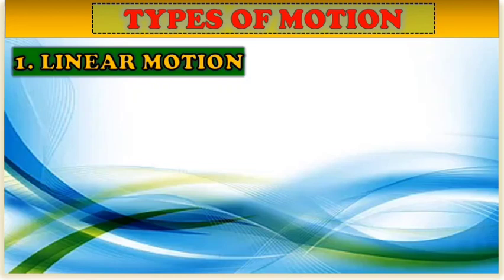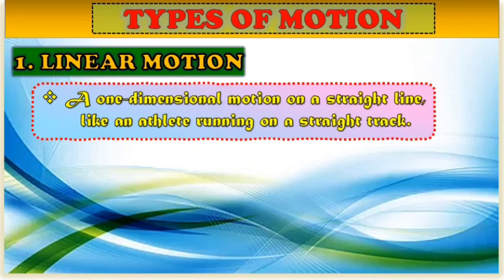We have number 1, the linear motion. So a linear motion is a one-dimensional motion on a straight line, like an athlete running on a straight track. So, that is an example of a linear motion. Yung parang athlete na nag-jogging or yung mga nagmamarcha ng mga sundalo.